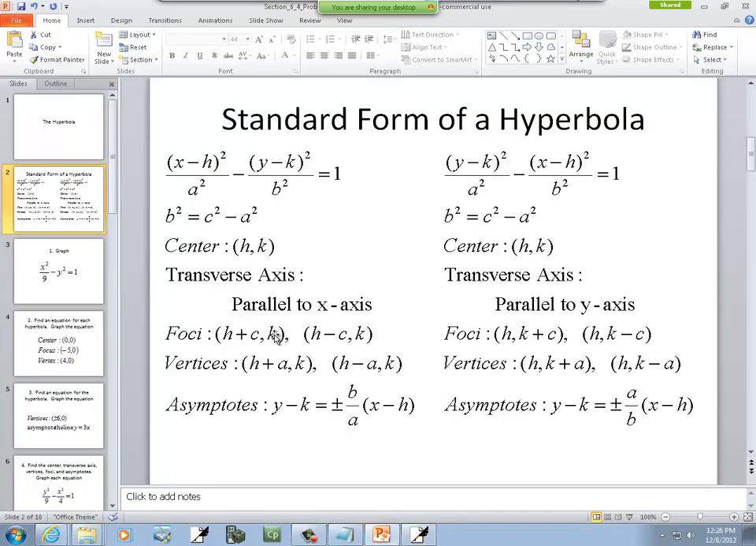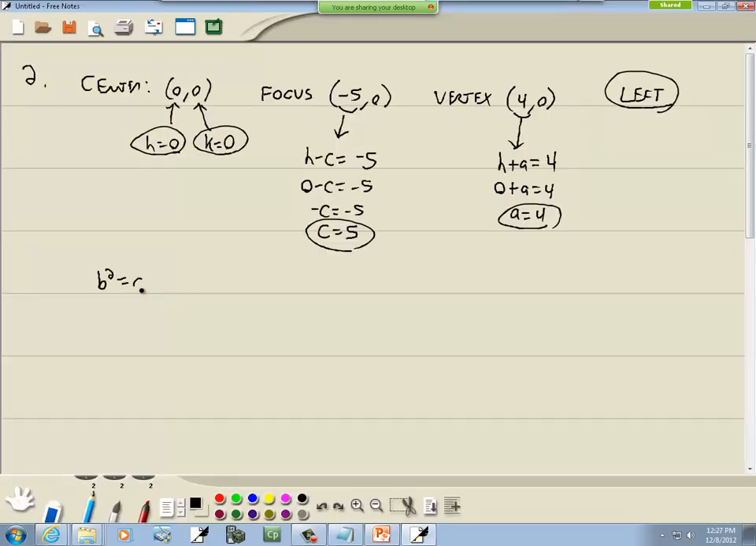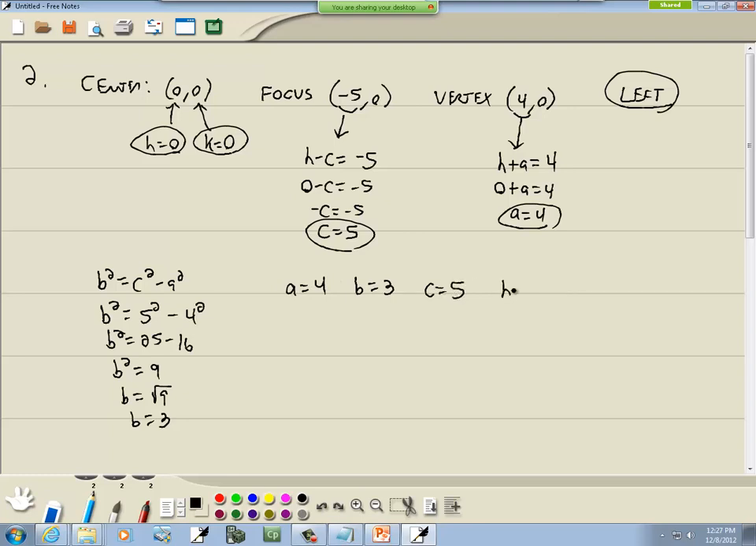Now to find b, we have this formula. b squared is equal to c squared minus a squared. Well, c is 5, so we got 5 squared minus a, which is 4 squared, which is 25 minus 16. Gives us 9, so b is equal to square root of 9, or 3. Okay. So now we have a is 4, b is 3, c is 5, h is 0, and k is 0.